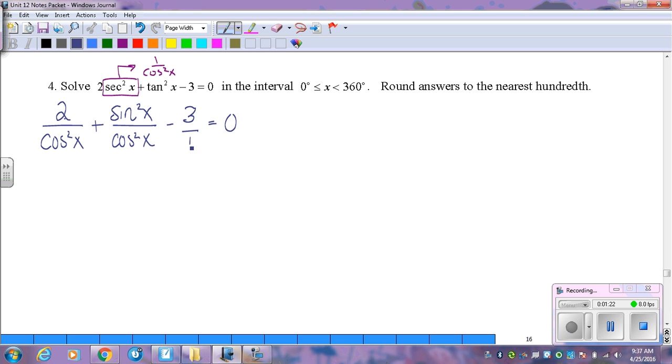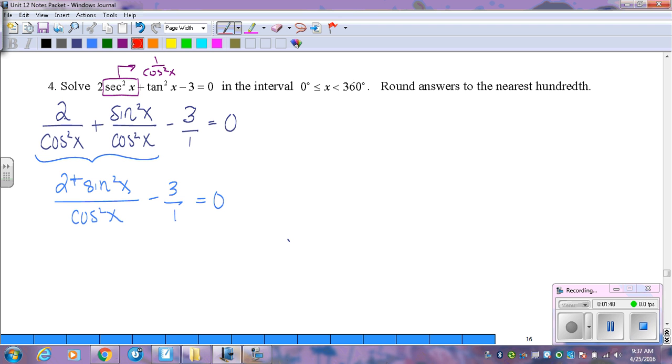Only problem being the little 3 that we have over here doesn't have a common denominator. So in order to help us out here, since the first two fractions do have a common denominator, I'm going to put them together as one fraction. So I can rewrite this as 2 plus sine squared x all over cosine squared x minus 3 over 1.